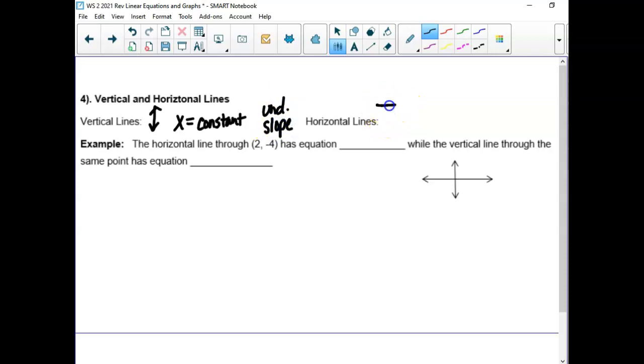Horizontal lines go this way, and they are in the form y equals some constant number. Can I use that for the number symbol, or do y'all think of that as a hashtag? Can I pretend it says y equals a number? And the slope would be 0 for those.